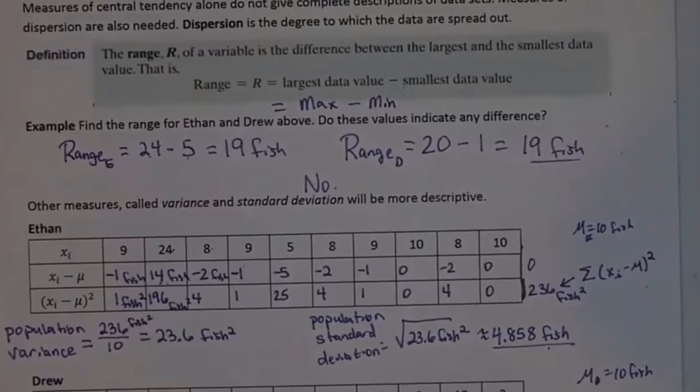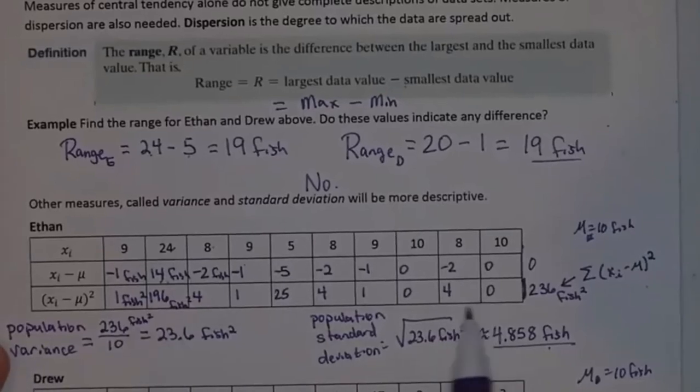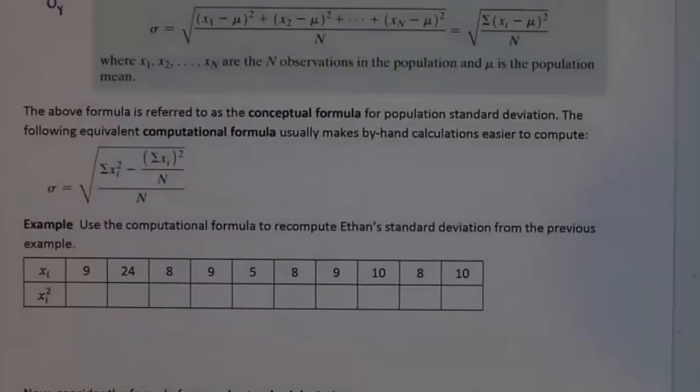positive 14, negative 2, and so on. So that then when I square it, I get nice, neat numbers. Everything works out beautifully here. But most of the time, when we find a mean, it's not going to be nice.